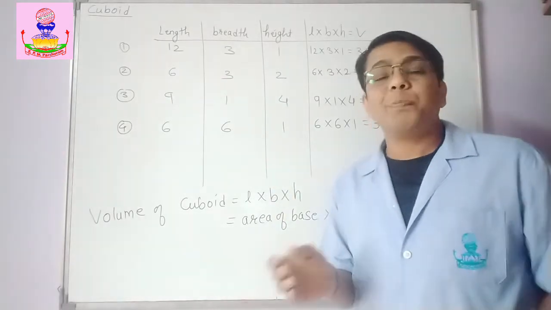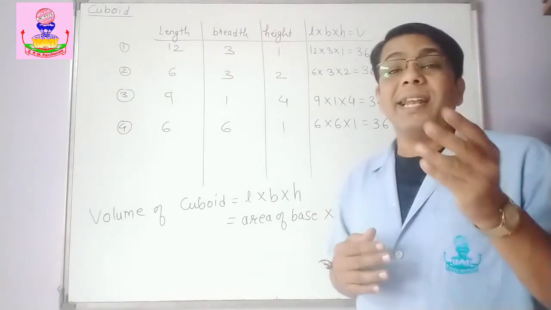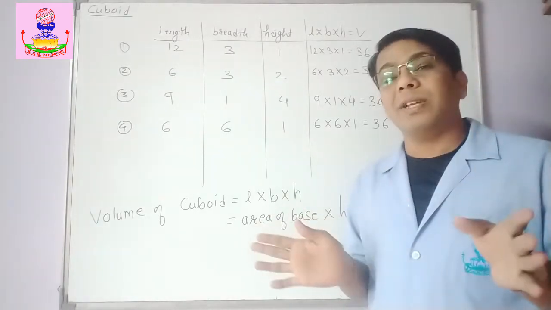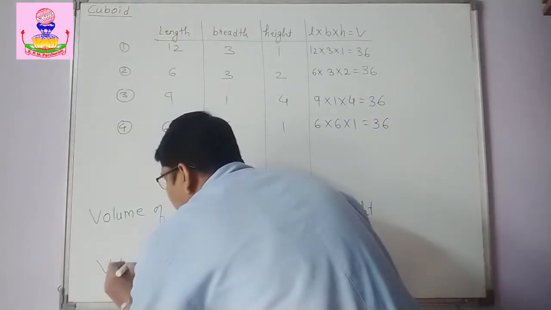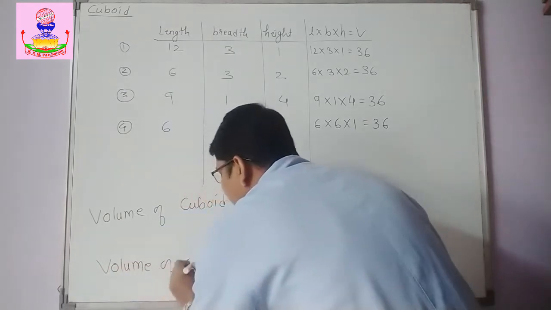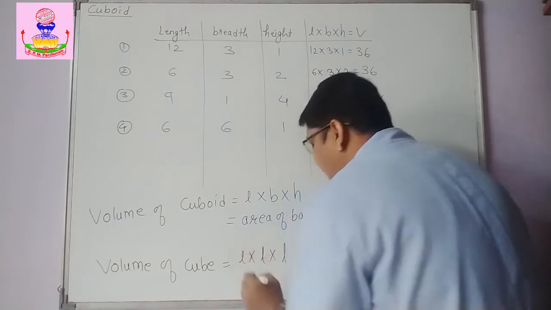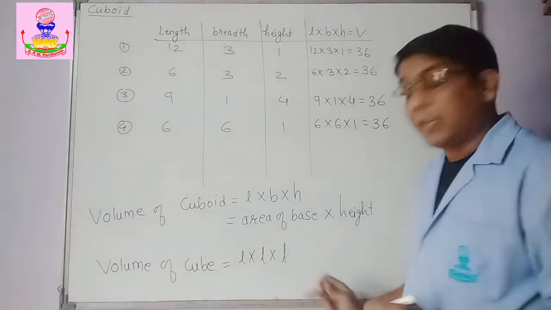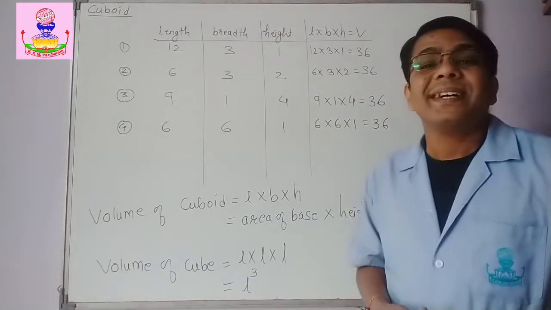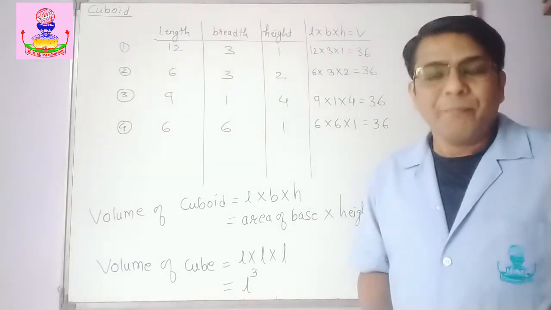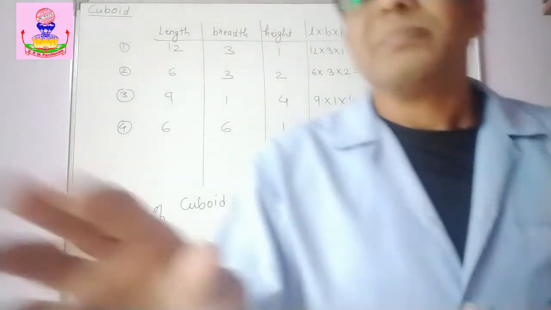Now cube is a special case of this, where length, breadth and height are all equal. Hence we can say that volume of cube is equivalent to L into L into L, where length, breadth and height are all equal, and hence I get volume of cube as L cube, or side cube, cube of side. Now let us move to volume of cylinder.